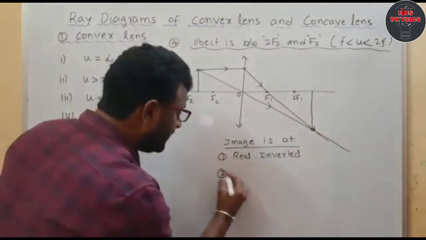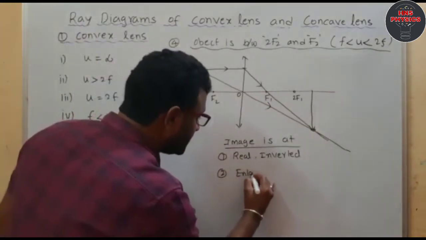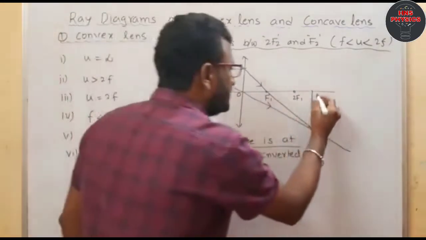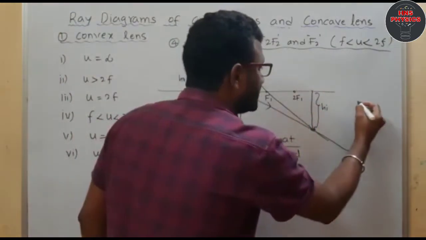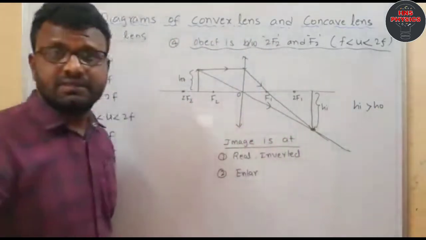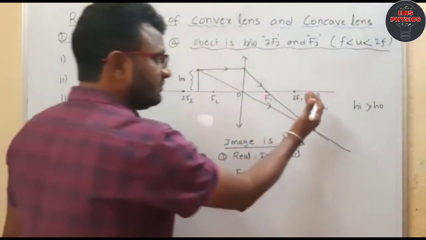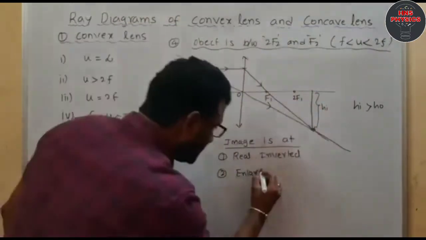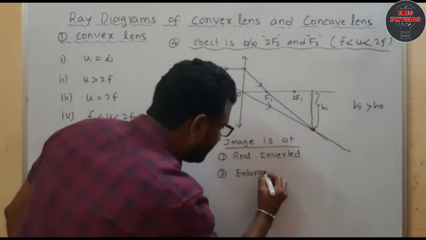Next, come to the second one, enlarged. This is the height of the object, and this is the height of the image. So here the height of the image is greater than the height of the object. That means the image is enlarged or magnified.